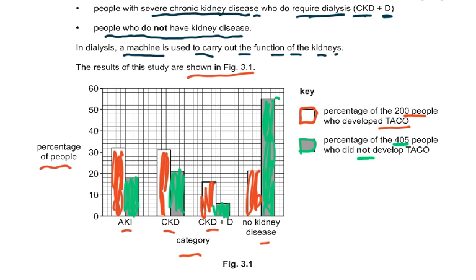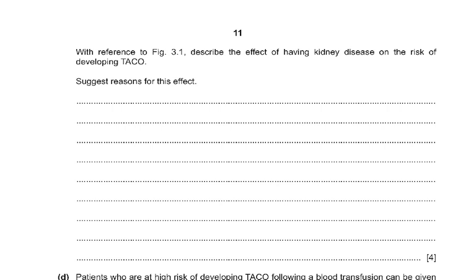So you take your time, you study this, but before you study this, you look at the question. The question is, with reference to figure 3.1, describe the effect of having kidney disease on the risk of developing TACO. Suggest reasons for this effect.